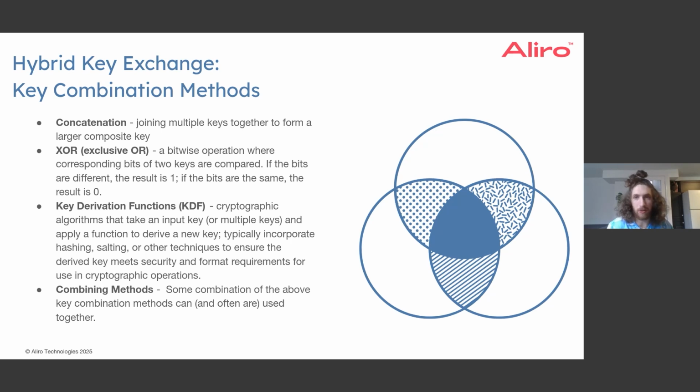XOR, or exclusive OR, is a bitwise operation where corresponding bits of two keys are compared. If the bits differ, the result is 1. If they're the same, the result is 0. XOR requires the input keys to be of the same length, so careful attention to key length compatibility is necessary for this method.